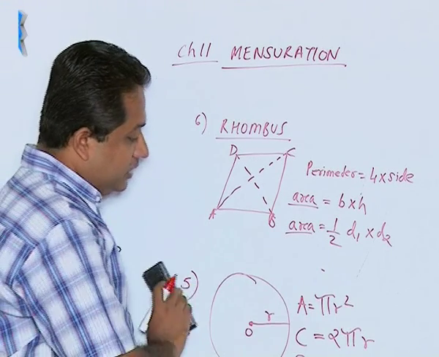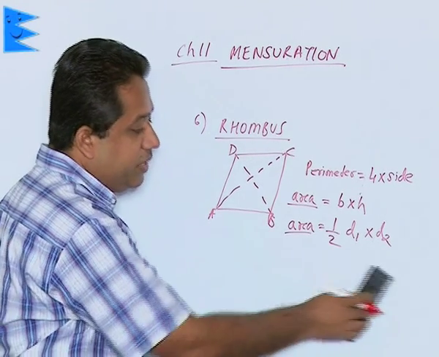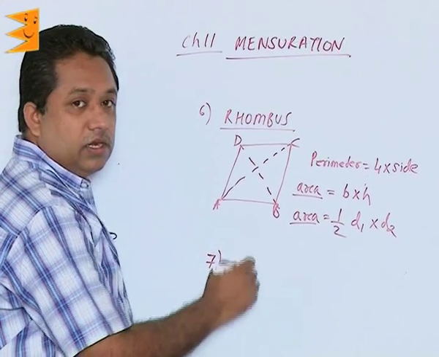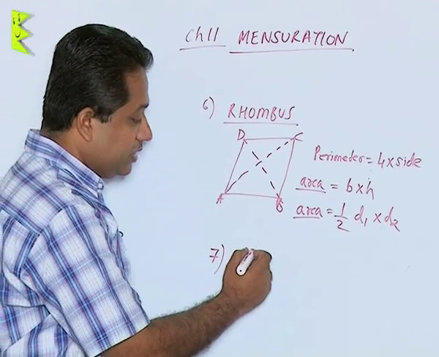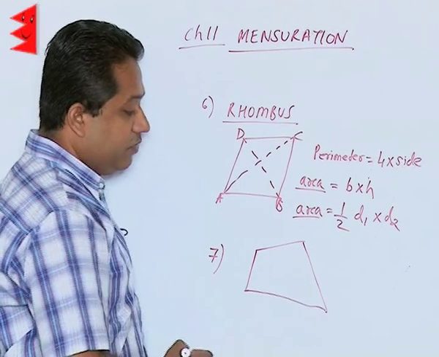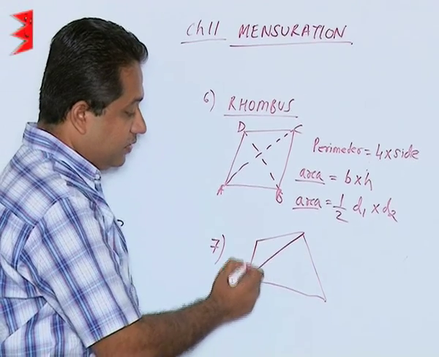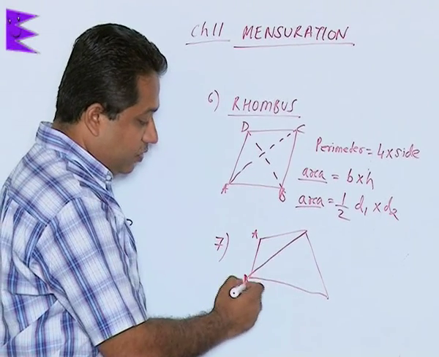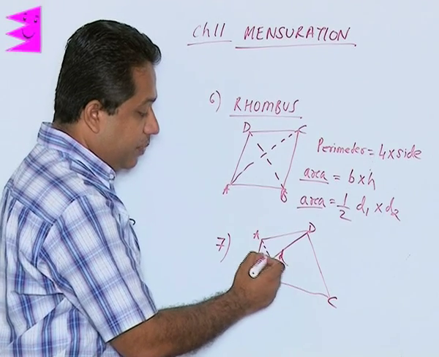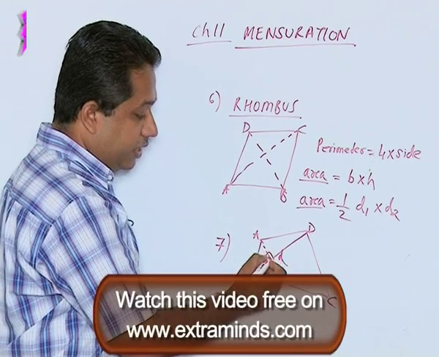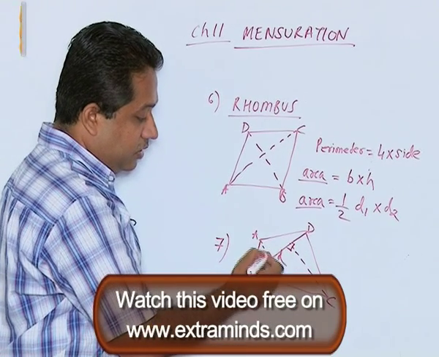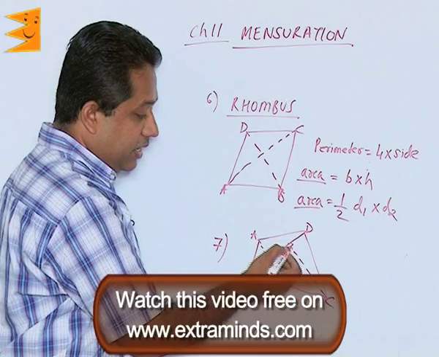Then next figure is a quadrilateral. Now, quadrilateral means a four-sided figure. It is not specified that parallel condition or angle condition, nothing is given. Then we take it as a quadrilateral. It is a random four-sided figure. So, we will join this. This becomes the diagonal of this quadrilateral. Now, these perpendiculars are drawn from the vertex to the diagonal. So, we have a perpendicular here and a perpendicular here.